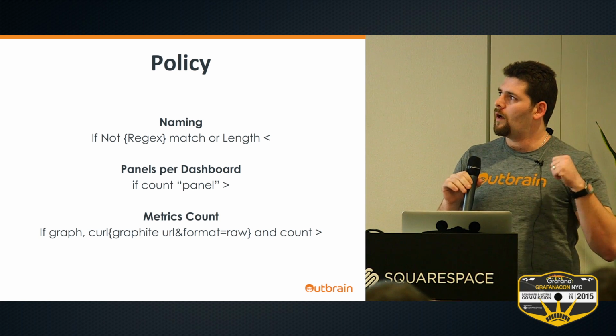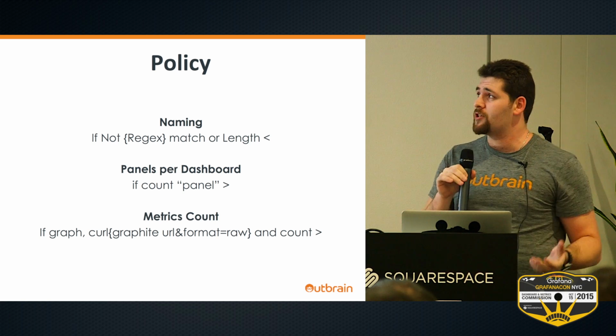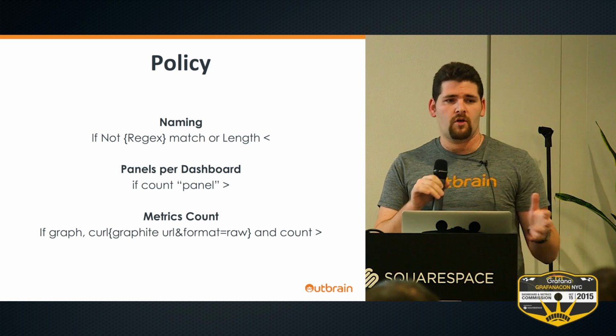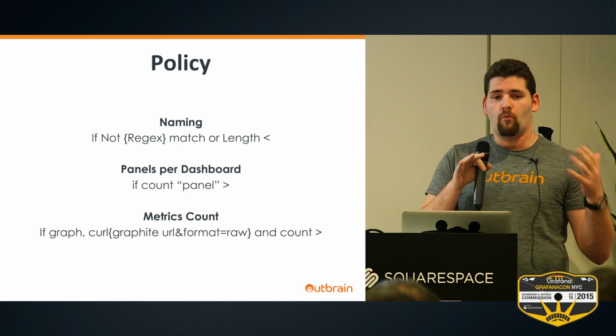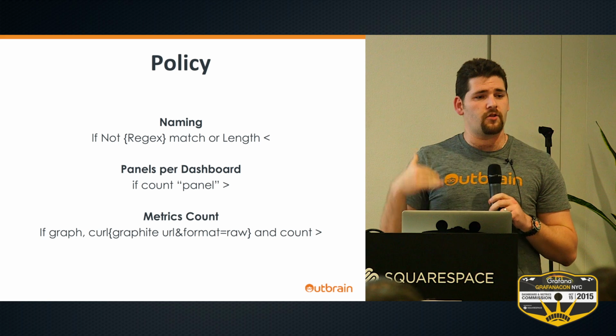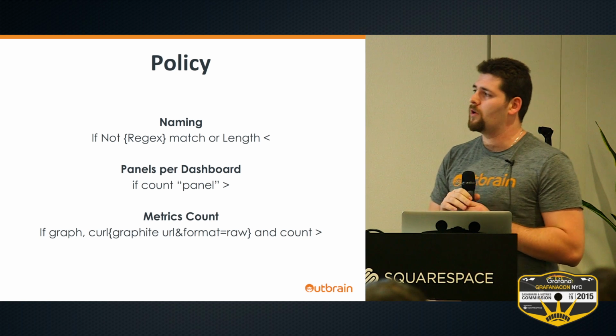So we created a policy based on those common problems and the API. We said, if your naming convention doesn't match this particular regex or it's below a certain length, we're going to mark you as a bad dashboard. And if you have more than a certain number of panels, as we iterate over the JSON, we're also going to say you're not a good dashboard, you're a bad dashboard.